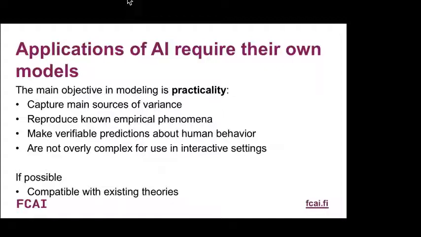And then, of course, it should not be overly complex. So you should, of course, have something that you can fit into the observational data. And then, if possible, it would be great if it was also compatible with existing theories. This is a very cynical view of modeling as science. We just need to get something that works, right?